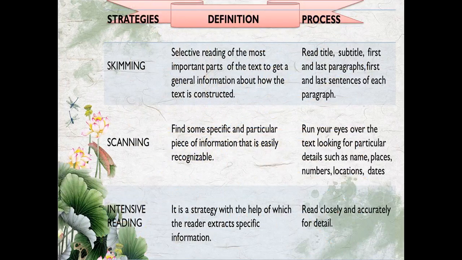So, let us see the types of reading, their strategies, their definition, and their process. Strategies: skimming. Definition: selective reading of the most important parts of the text to get general information about how the text is constructed. Read the title, subtitle, first and last paragraph, first and last sentence of each paragraph.